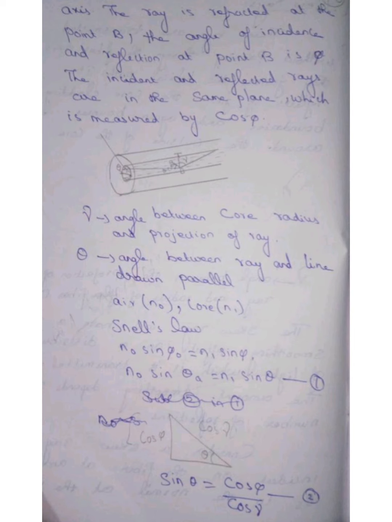On the other side, N1 is the refractive index of the core, and the angle here is phi 1, so we represent it as N1 sin phi 1. Now take a right angle triangle from the diagram, where the rays are traveling. From the right angle portion, the hypotenuse side is cos gamma and the opposite side is cos phi, and you want to calculate the angle theta. What is sin theta? Opposite side by hypotenuse, that is cos phi by cos gamma.